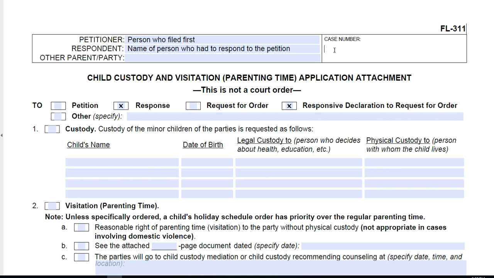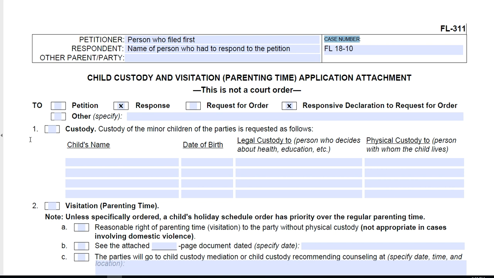In Siskiyou County, the case numbers are usually 2 letters, then the year, and then the number. For example, if this were a divorce, it would be FL. If you had filed it in 2018, it would be 18-10, for example. So look on any of the existing documents in your case and you will find a case number somewhere. Okay, so we've put in the petitioner, we've put in the respondent, we've put in a case number.